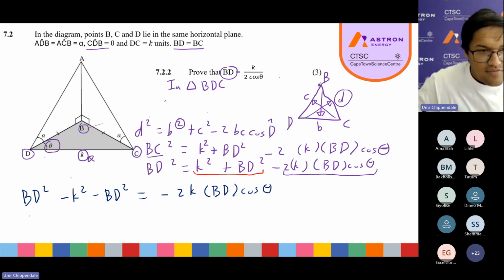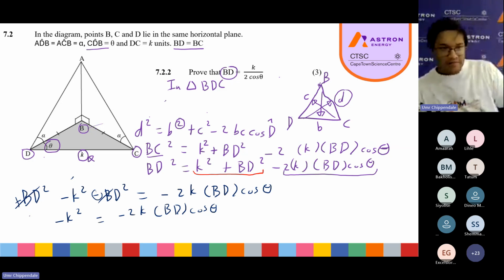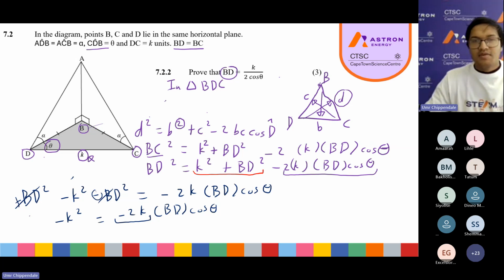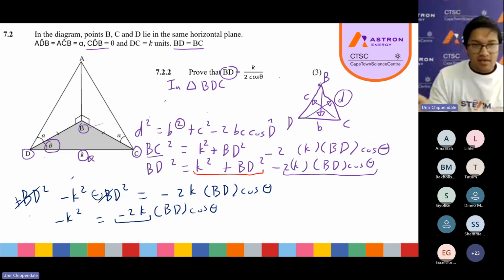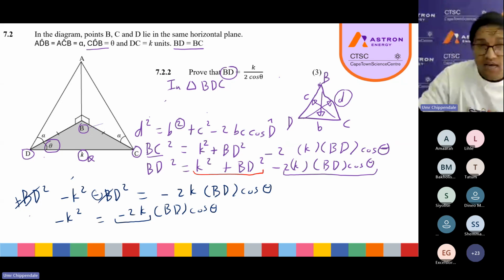All right, now we have it like this. As you can see, here we have a positive BD squared and here a negative BD squared, so they can cancel from the side. On this side, we're only left with negative k squared is equal to negative 2k BD cos theta. Now, on this side, 2k is being multiplied by the rest of our section, so we can try and divide by it. But what's the use of doing just that if we want to get BD on its own? And why do we want BD on its own?